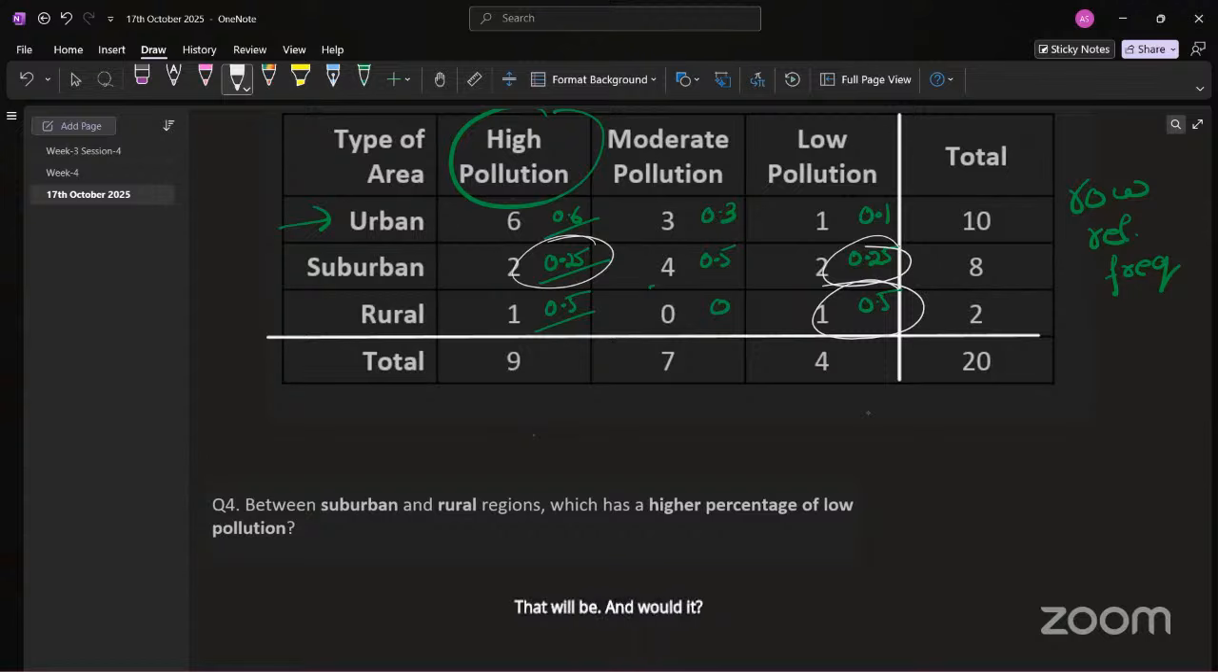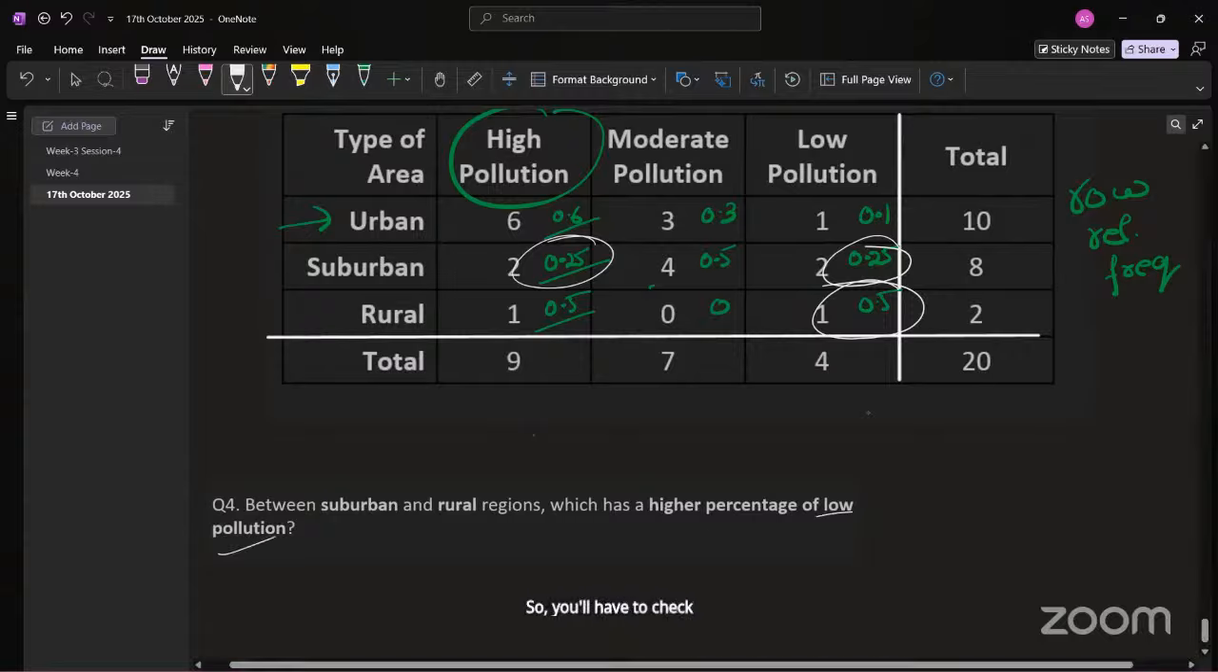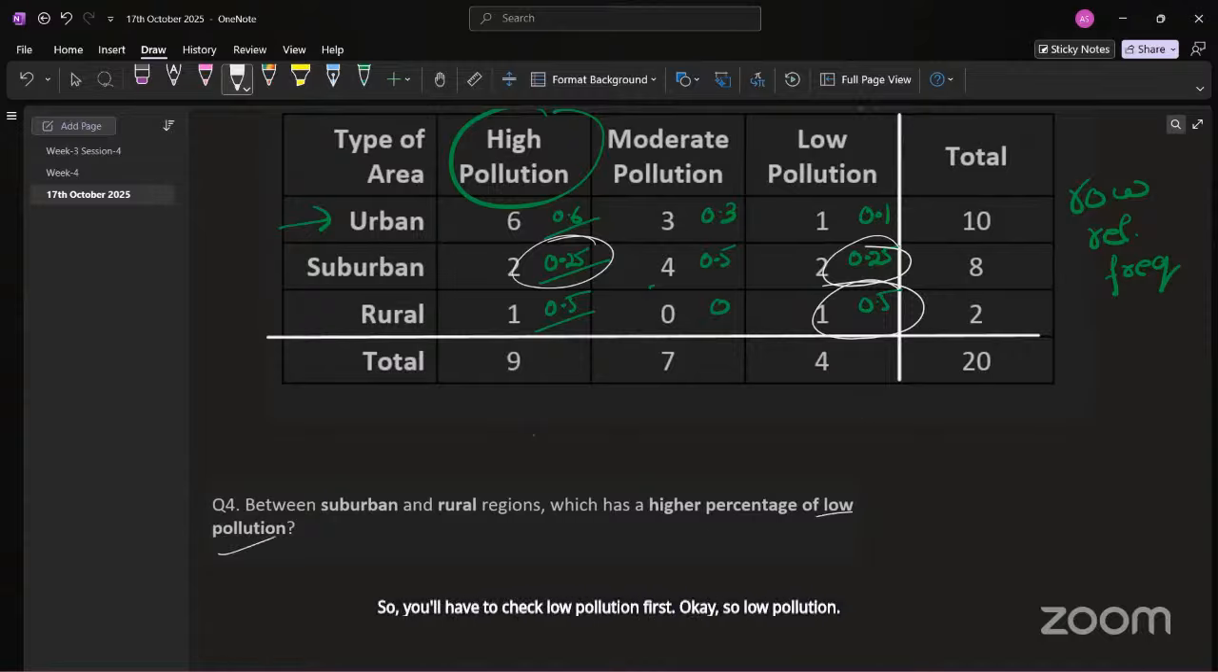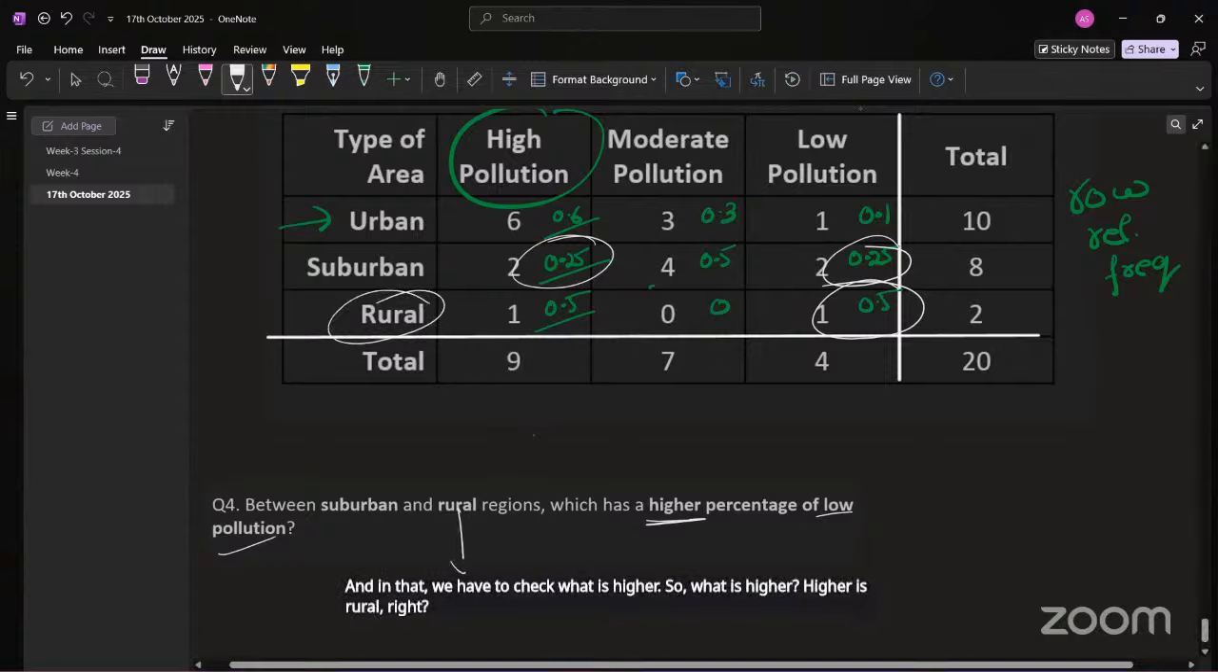Yeah. Sir, but here it is written low pollution, so higher is going to rural, right? So you will have to check low pollution first. Okay, so low pollution, and in that we have to check what is higher. So what is higher? Higher is rural, right? So the answer is rural.